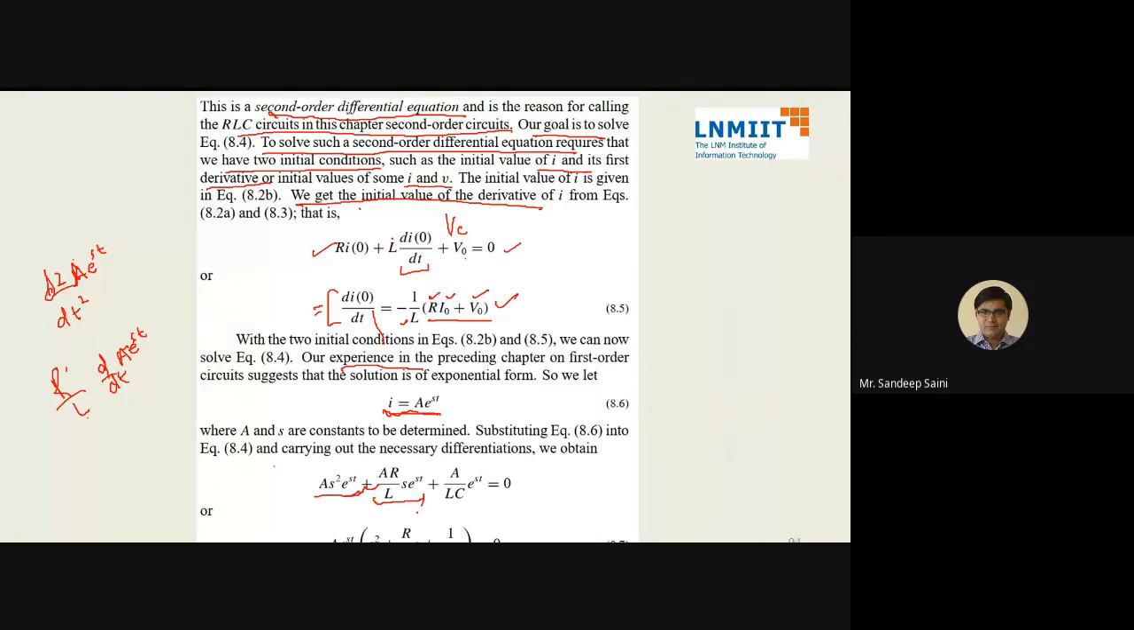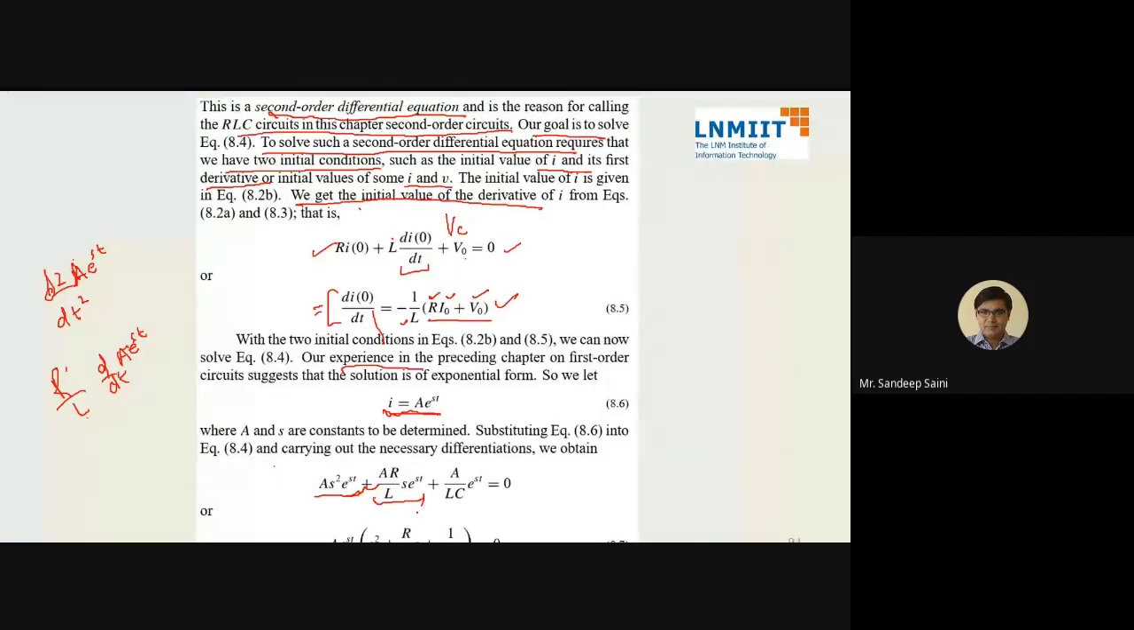This is what we have seen till now, right? That all the voltages and currents are increasing or decreasing exponentially. So there is no harm in assuming that my answer will be one exponential value, A e raised to power st. Is that okay?